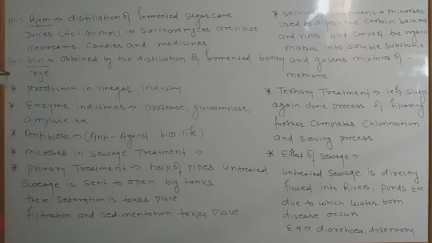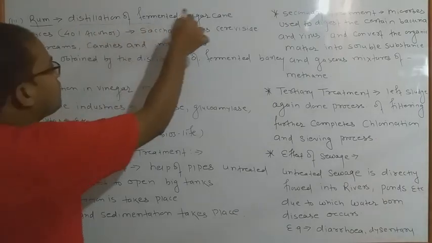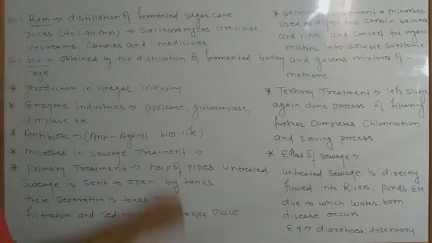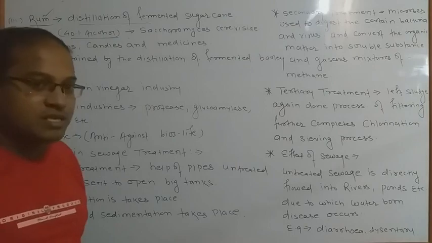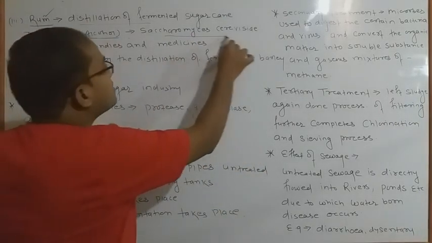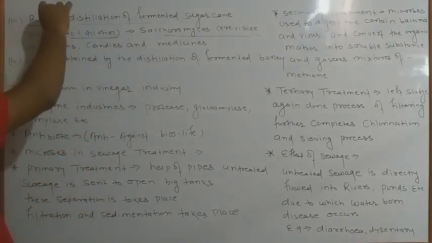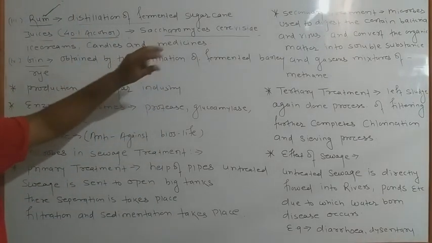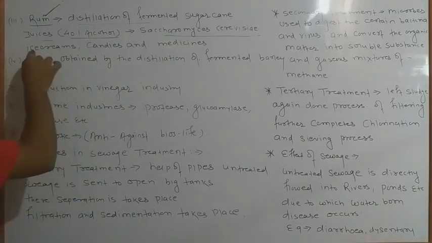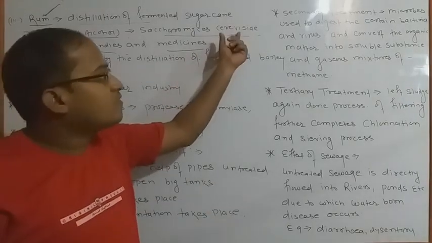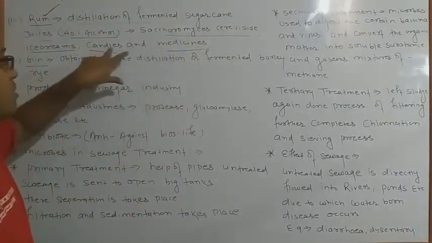Okay, now rum, how can we obtain rum? Rum is generally obtained by the distillation of fermented sugarcane juice. In this, only 40% alcohol is present, and most importantly, Saccharomyces cerevisiae is present, which generally prepares the rum. It is also used to prepare different types of items like ice creams, candles and medicines also. Okay, so these are of very economic importance for our daily lives.